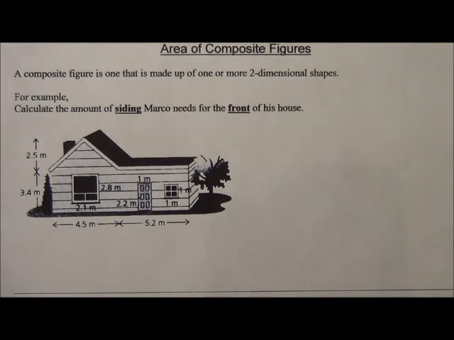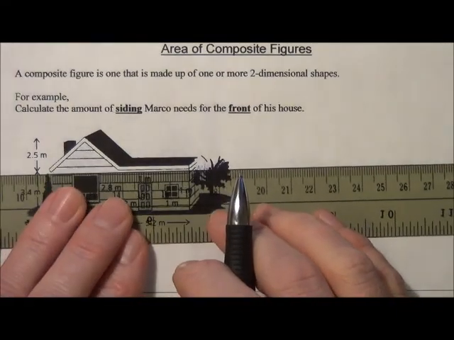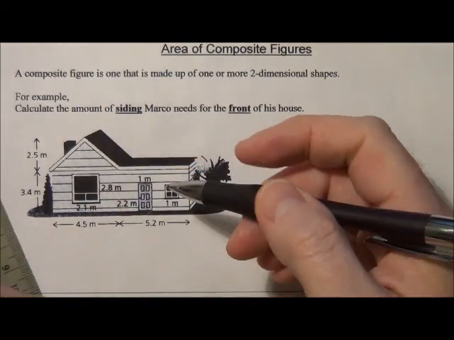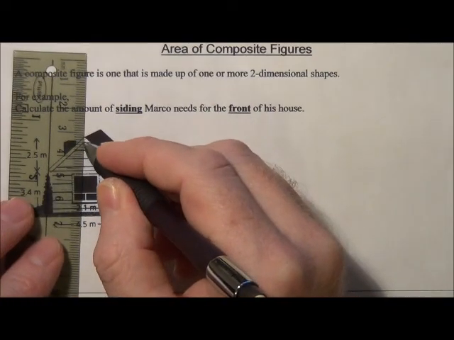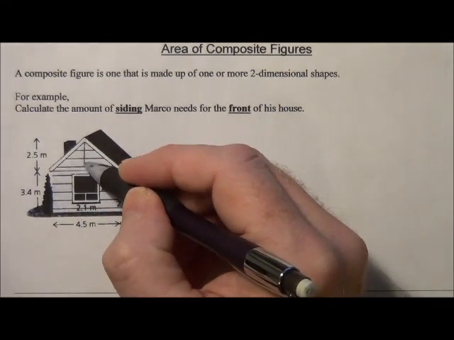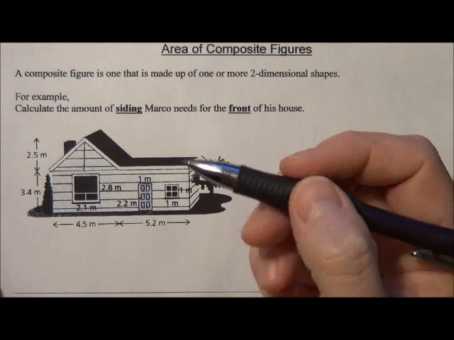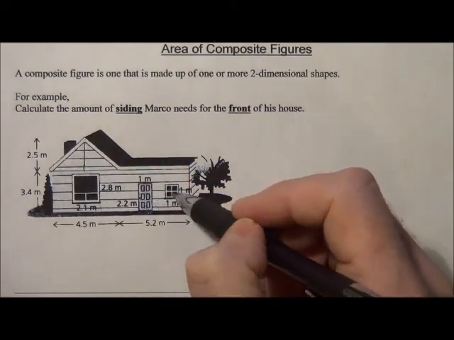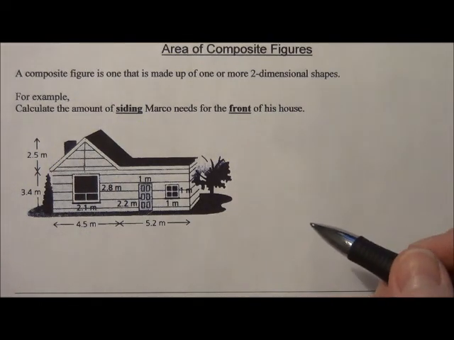Now actually, let's do one quick thing. What shapes are involved in this? Okay, so hopefully we can agree that you see that there is a triangle involved here at the peak of the house, and then we know this distance here is going to be the same as that. And then we've got a rectangle for the rest of it. And then we've got all these other rectangles in the middle that don't need siding.